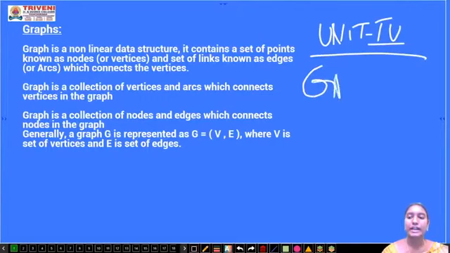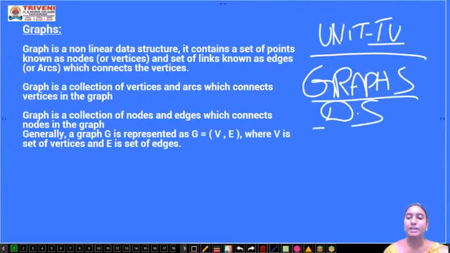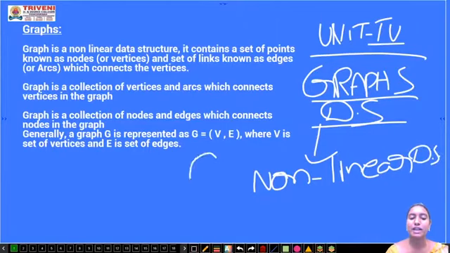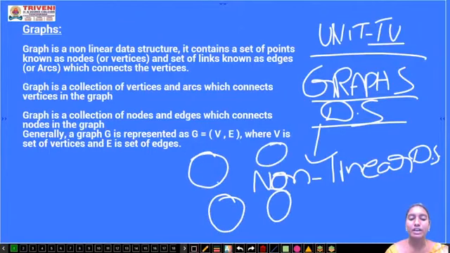Graphs in data structures. Now we are discussing the Unit 4 data structures concept, graphs. So what is a graph? A graph is a non-linear data structure. This is also a non-linear data structure like trees. Here also elements will be stored in nodes. Here we use different types of nodes.